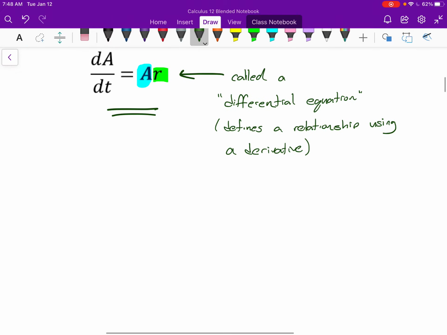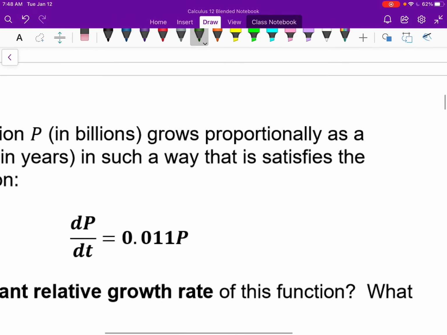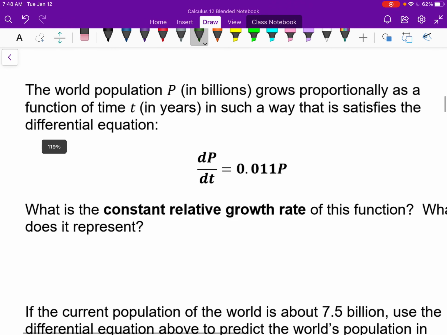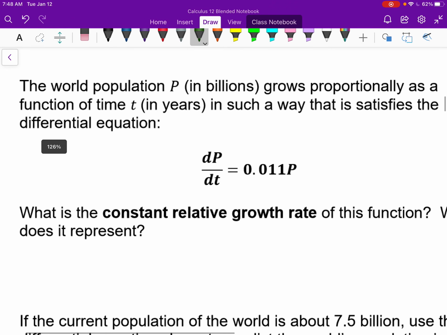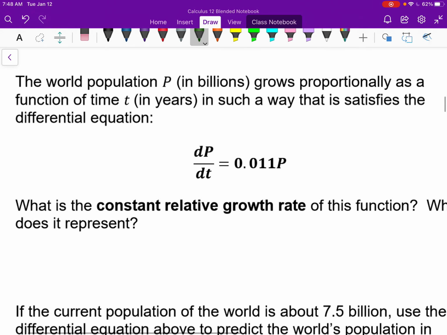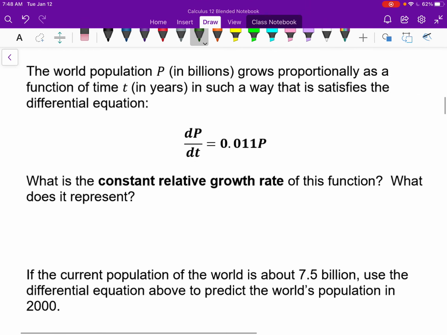Okay, so let's look at a few examples. A common application of exponential growth involves the growth of some sort of population, which can be quite accurate over at least periods of time. So the world population grows proportionally as a function of time in such a way that it satisfies the differential equation we see here: dP/dt equals 0.011 times P. So the first key is, what on earth is this telling you? I am defining the growth of the world population with this equation, which is a differential equation.